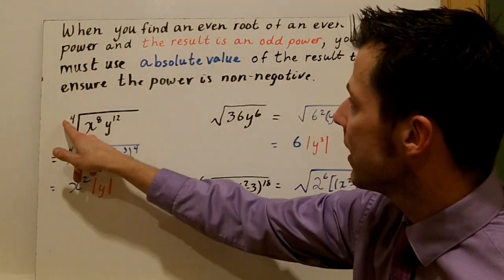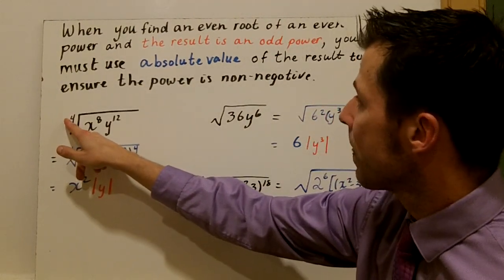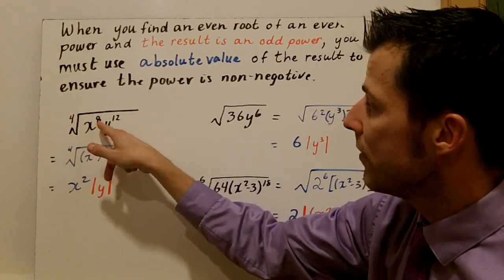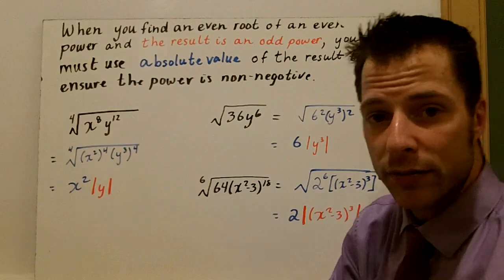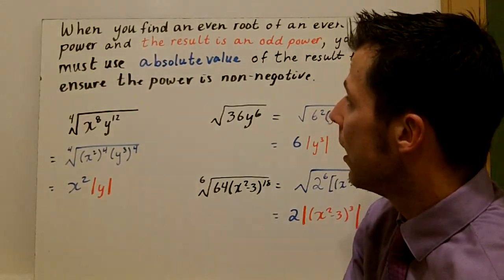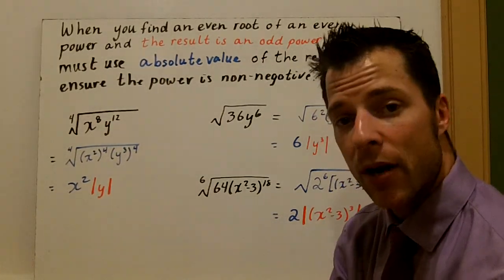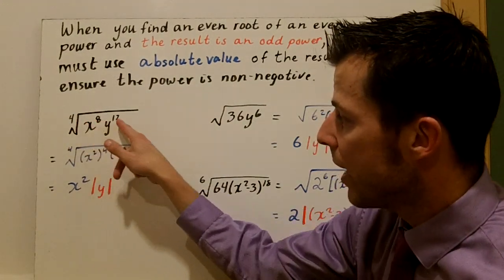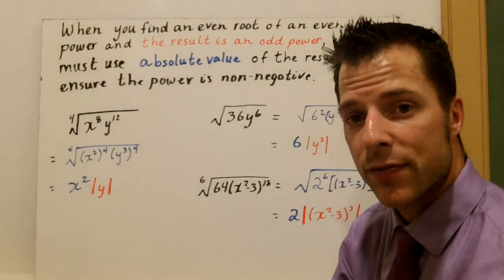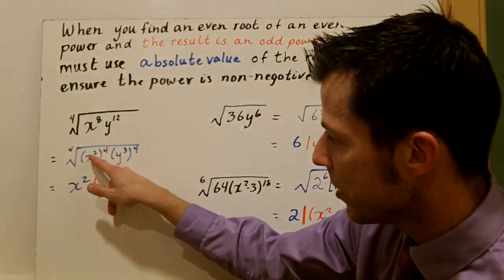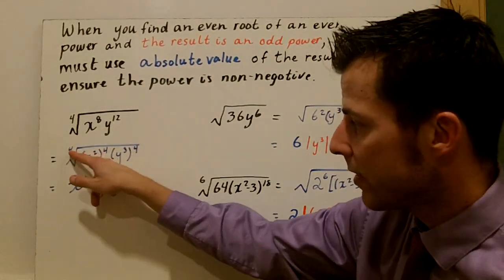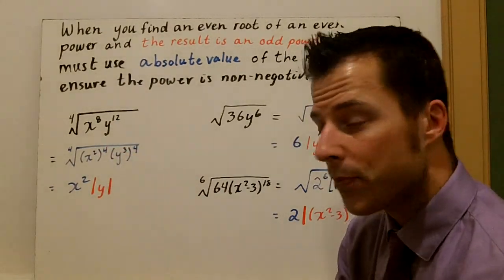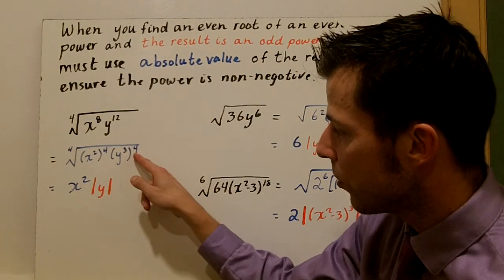So we have an index that's even, an even root of an even power. Okay, so we have even, so 8 and 12, those are even numbers. And the result becomes an odd power. You have to take the absolute value. So let's look. We need to write these as powers of 4 if we can. Well, 8 is 4 times 2, so look, x squared to the 4th power. The 4 would be on the outside, so they cancel. 12 is 3 times 4. Okay, so y cubed to the 4th power.